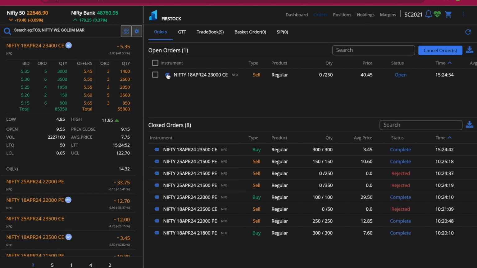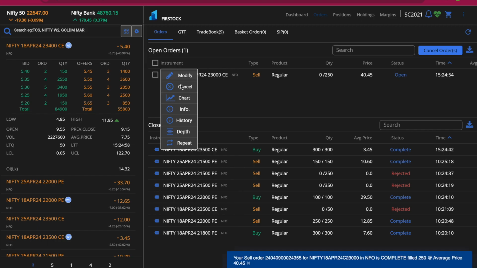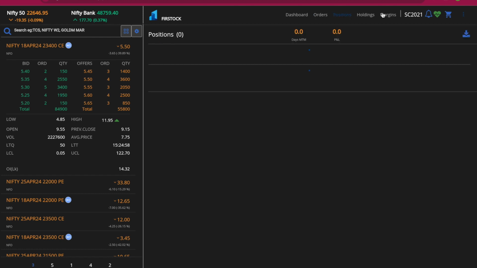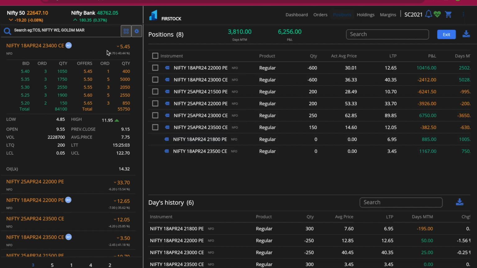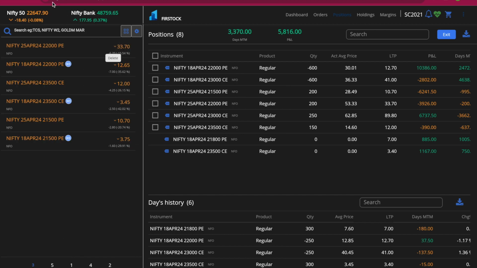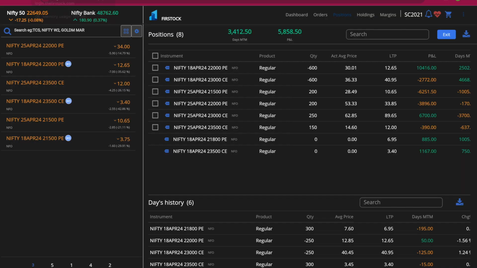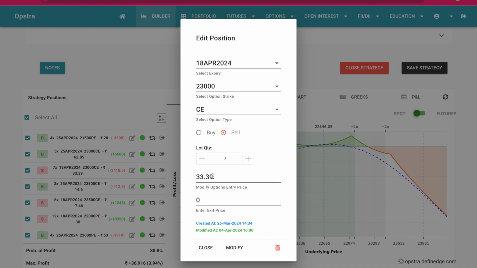Yes, it is open. Modify. No need for modification. It is executed perfectly. 41,000 is the margin. 23,400 was not required, so we can just remove this. So we have 23,000 at 36.33, and again this is 12 lots.